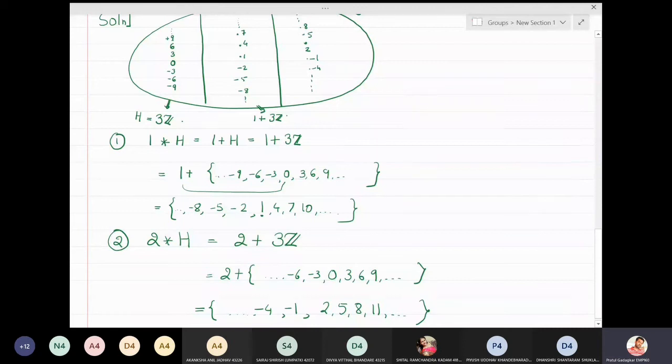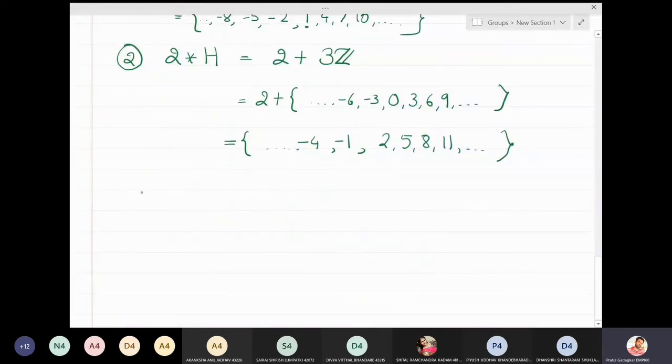The name of this coset is what? The name of this coset is 2 plus 3Z. Now let us calculate the third coset, which is 3 plus H. What is 3 plus H?